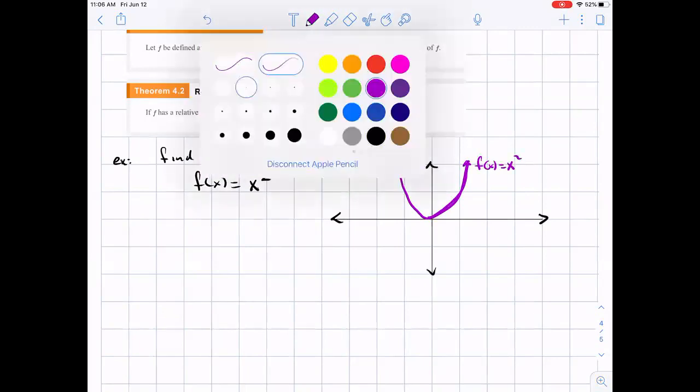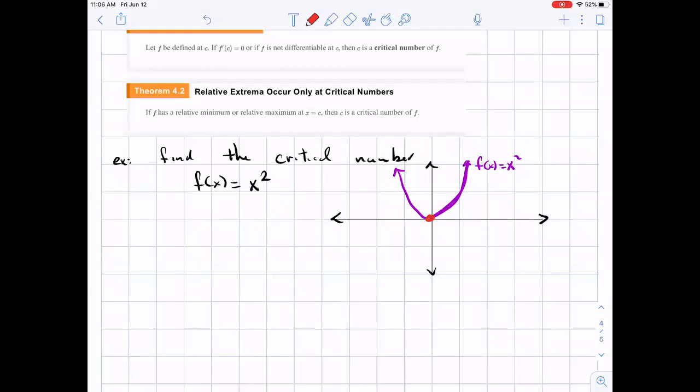And we see that there is a minimum there. That's a relative min. From graphical observation, we can see that. So we know that that point is a relative min, and that point is (0, 0). So c, the x value, is equal to 0. Now let's see algebraically if we can figure that out.